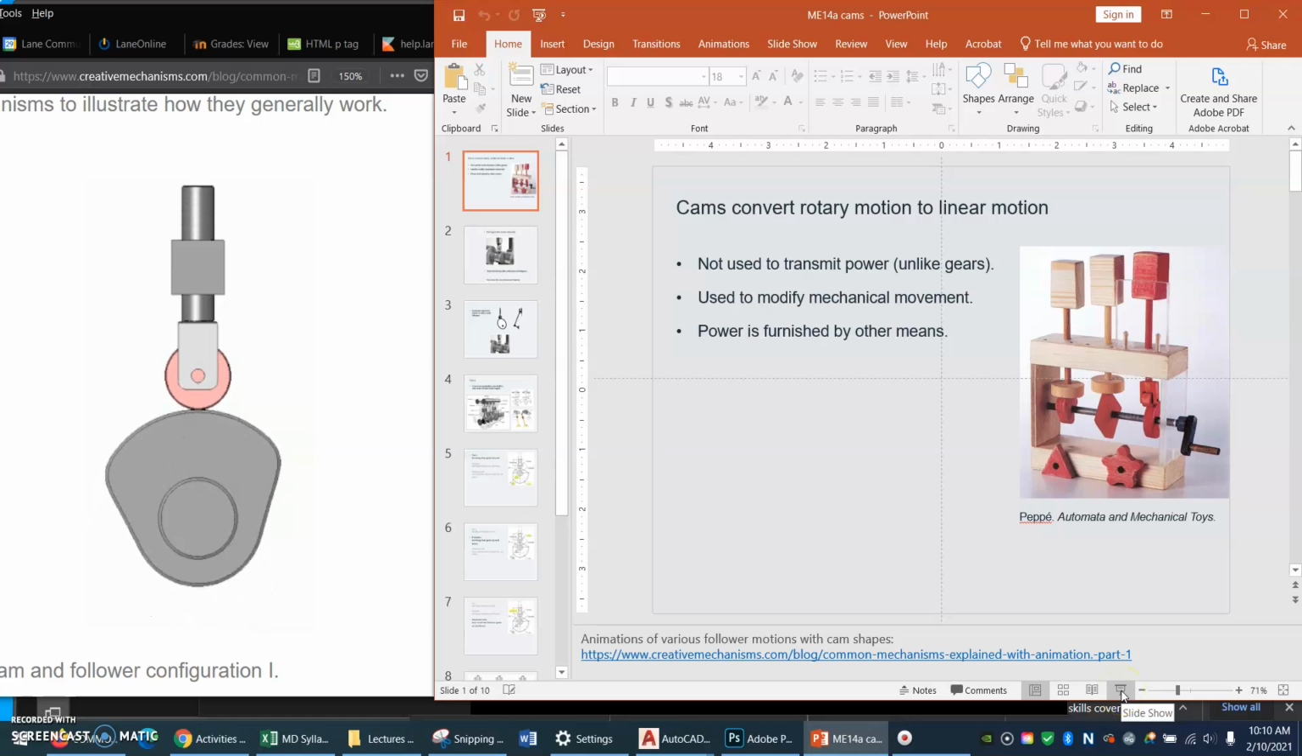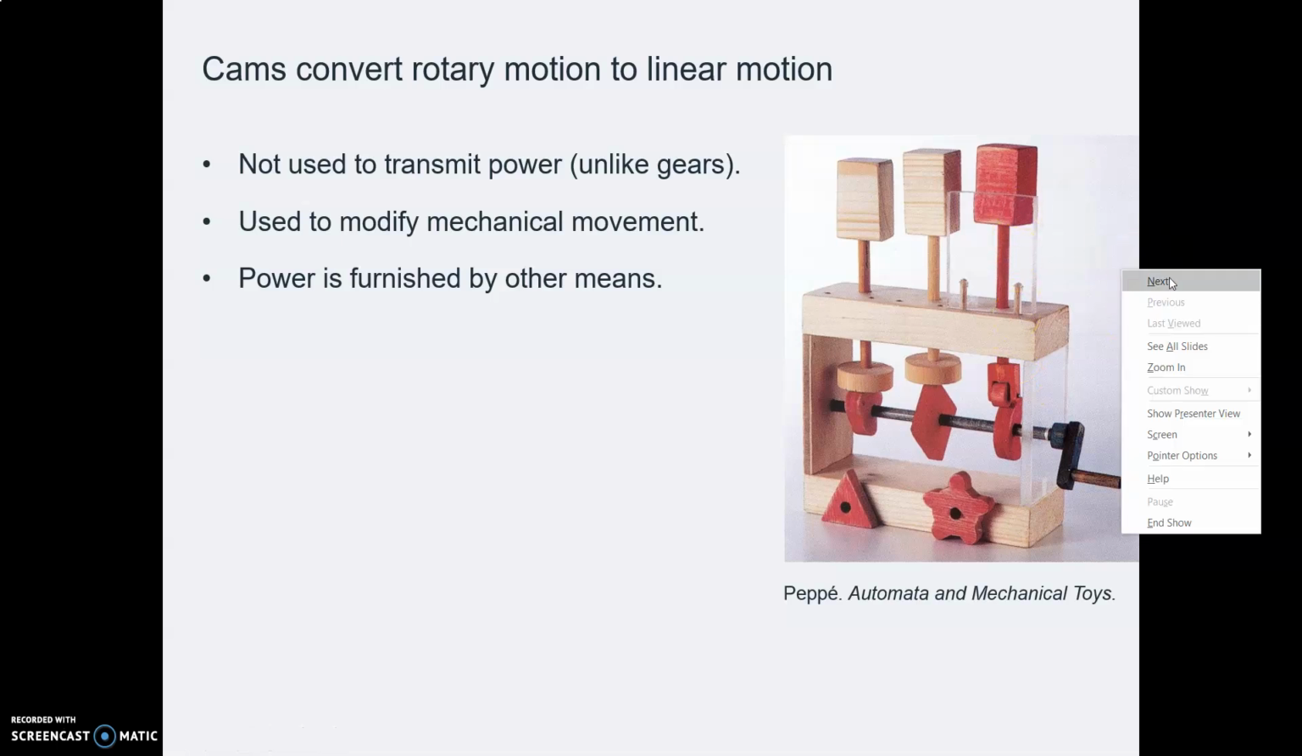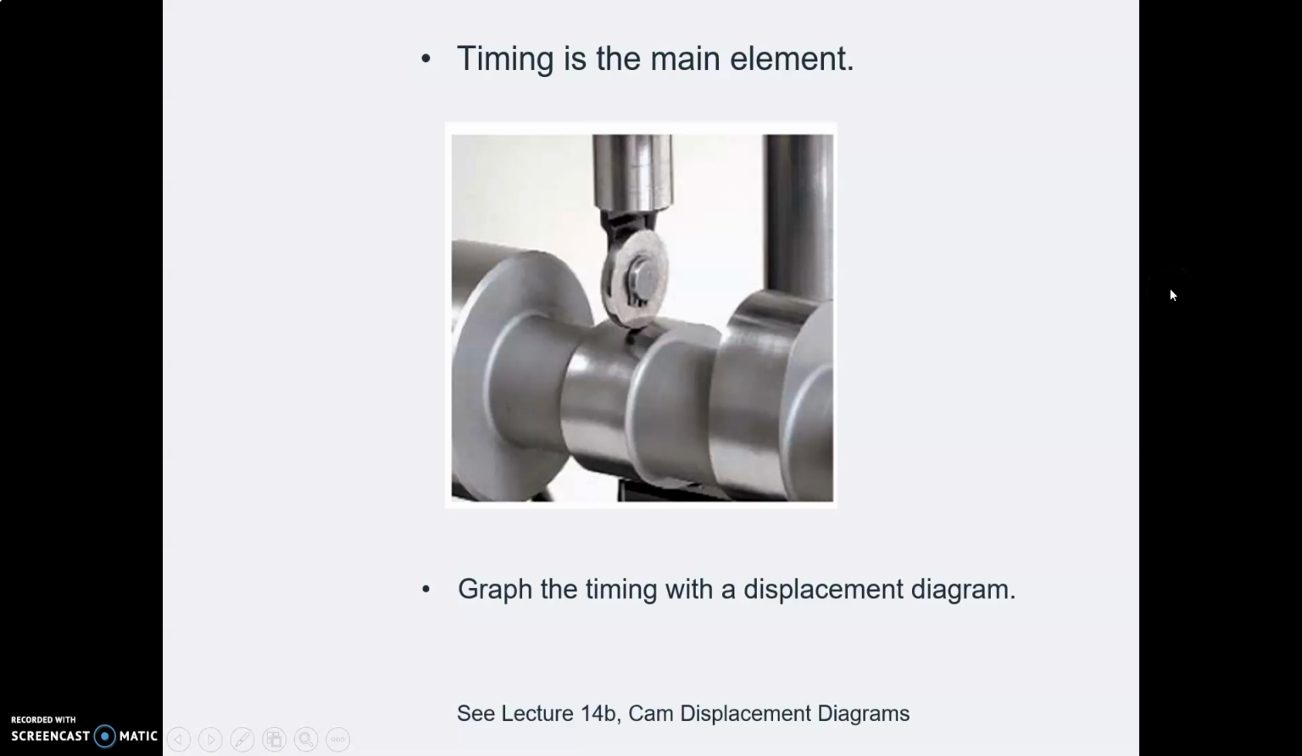So now I'm going to expand this PowerPoint slide. And like with some other kinds of mechanisms, the purpose of a cam is to convert rotary motion from the cam circling around into linear motion, the follower going up and down. And timing of the follower is the main element of this whole mechanism. What we are interested in is the speed and the duration of the up and down movements of the follower. So that's what this is all about.